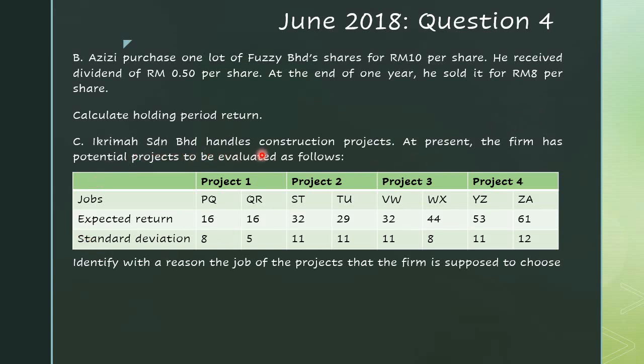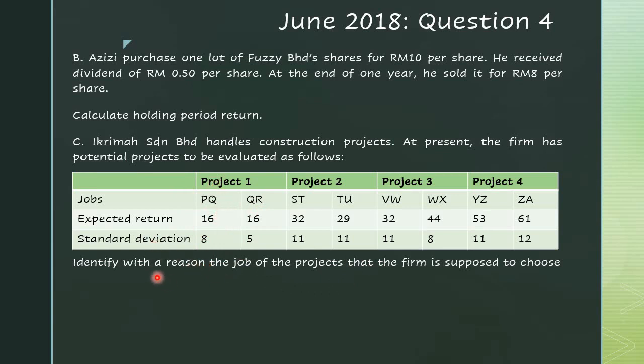Okay, Ikrimah Sdn Bhd handles construction projects. At present, the firm has potential projects to be evaluated as follows. They have 4 projects to consider, and under project 1, there are 2 jobs to be chosen, either PQ or QR. For project 2, they want to choose either ST or TU. The question says to identify with a reason the job of the project that the firm is supposed to choose.